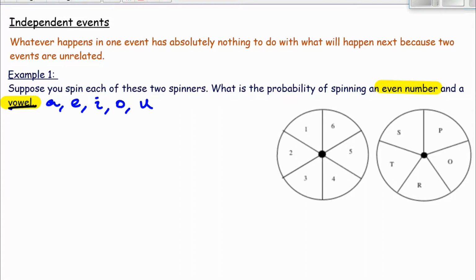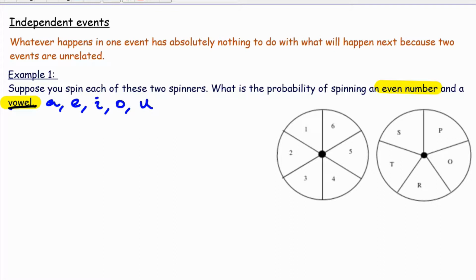In independent events, whatever happens in one event has absolutely nothing to do with what happens next, because the two events are physically independent and therefore they are unrelated. So example one, suppose you spin each of these two spinners.